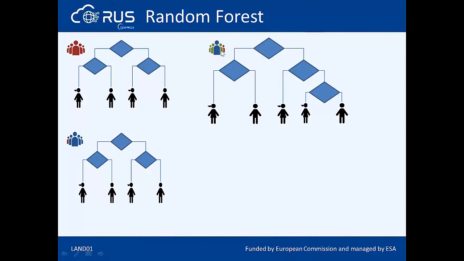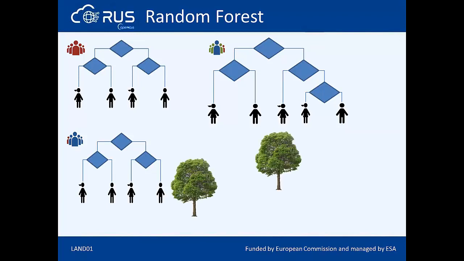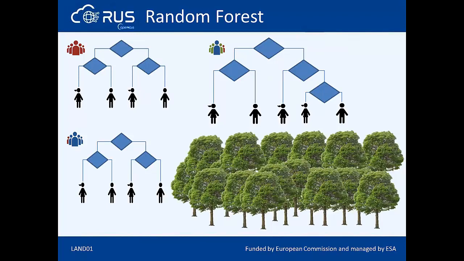For this blue, green, and red, we again create another tree, which is completely different as well. And each of the trees has its own set of rules, or binary rules, that classify the people in this case. So what happens when you combine a lot of trees together? Well, you end up having a forest. So here's the deal, random forest.